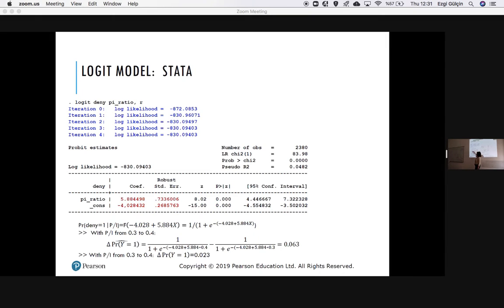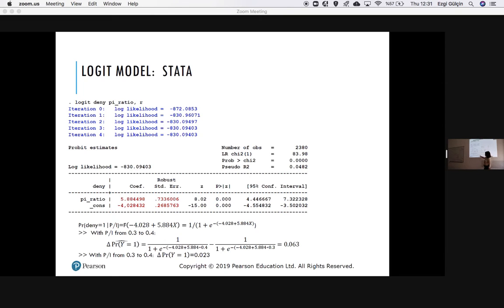We can just say that the payment to income ratio increases the probability of being denied, and this is considered significant, but nothing more. To interpret the coefficients, again, just compute the predicted probability of being denied when the payment to income ratio is equal to a certain value. Of course, in this case, we are leaving this general, so it depends on x. Okay, we just replace beta 0 and beta 1 here.